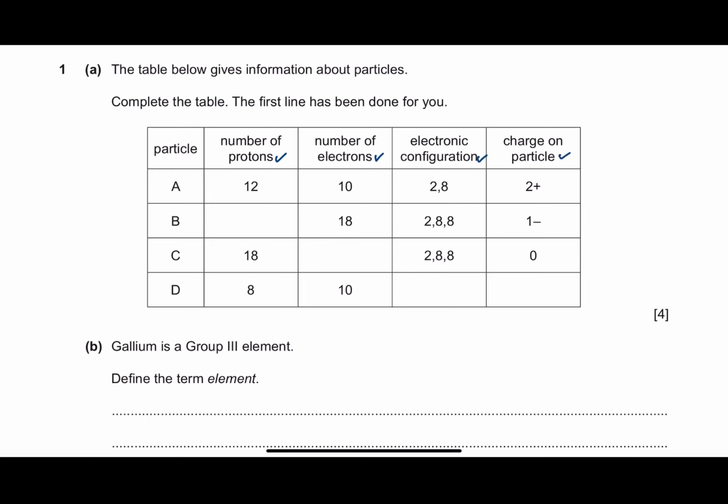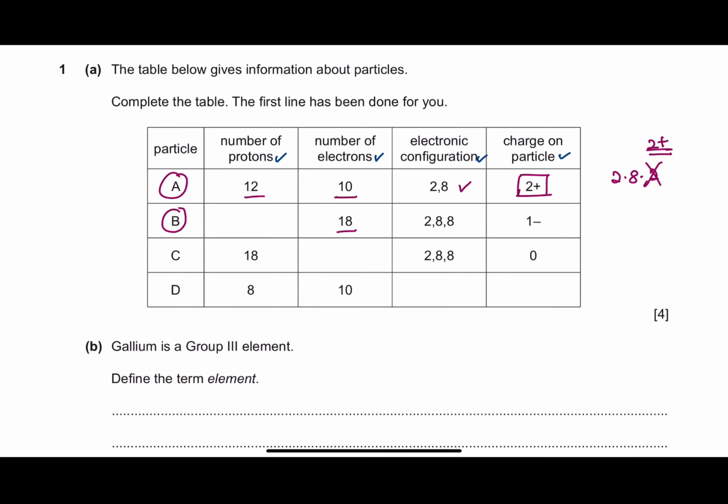on the particle. Now if you look at particle A, you would see that it has 12 protons but only 10 electrons, which means this atom has an electronic configuration of 2.8.2. However, after donating 2 electrons, it has an electronic configuration of 2.8, and that is how you obtain 2 plus over here.